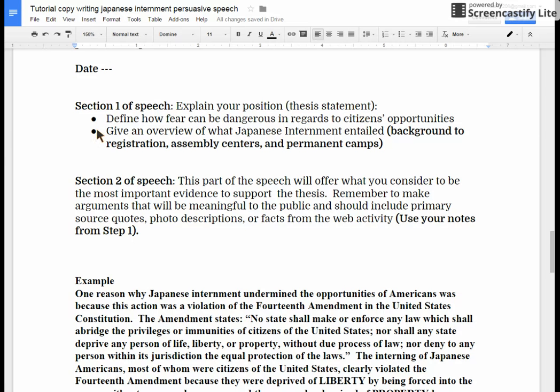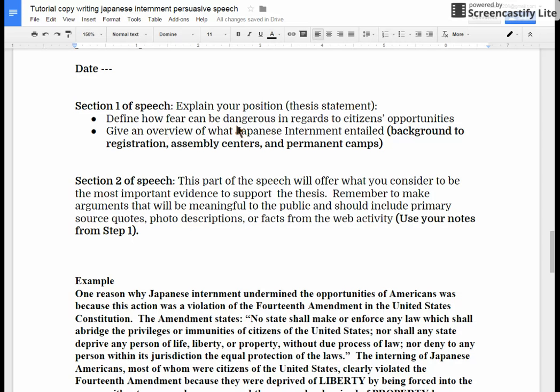Then you need to define how fear can be dangerous in regards to citizens' opportunities. Think back to the Monday activity that we did, where we actually talked about how fear can be dangerous. And I actually asked you that as a question. Feel free to use what you brainstormed on your paper as a driver to help you formulate this answer.